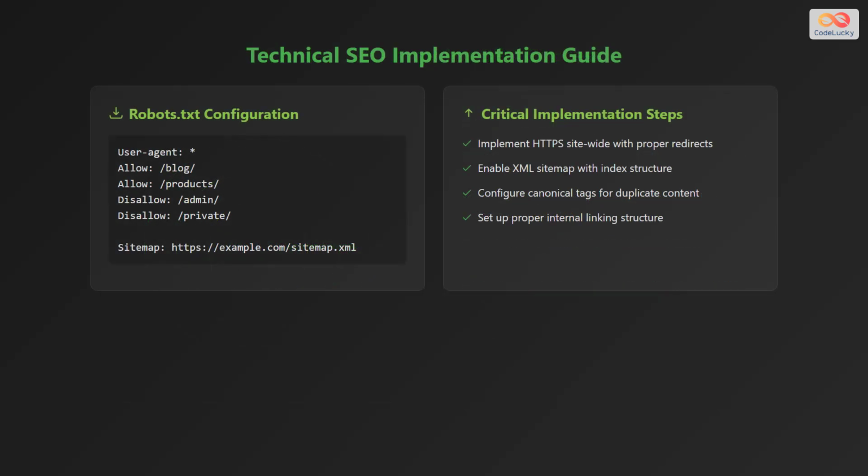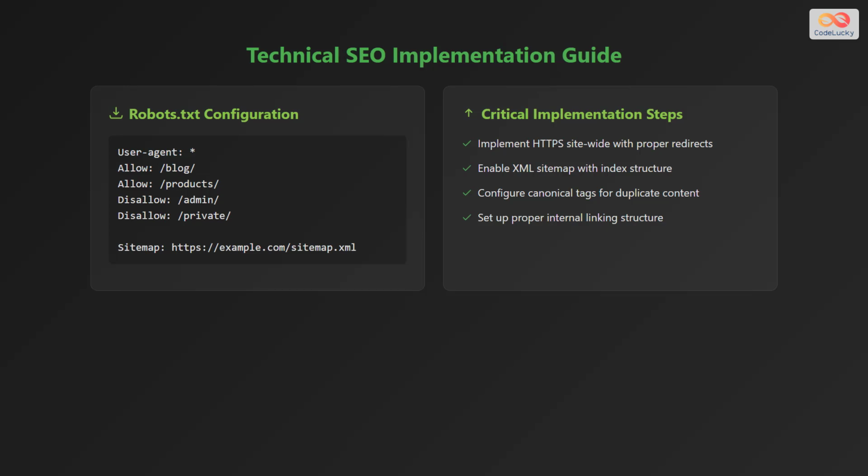Here is a technical search engine optimization implementation guide. The robots.txt file tells search engine crawlers which pages or files the crawler can or can't request from your site. The allow directives specify the sections that can be crawled, such as the blog and products sections. The disallow directives restrict access to sensitive areas like the admin and private directories. The sitemap provides a list of all available pages for the crawlers.